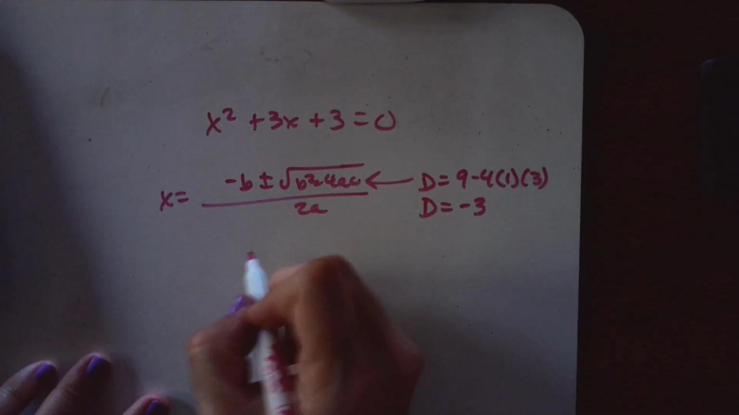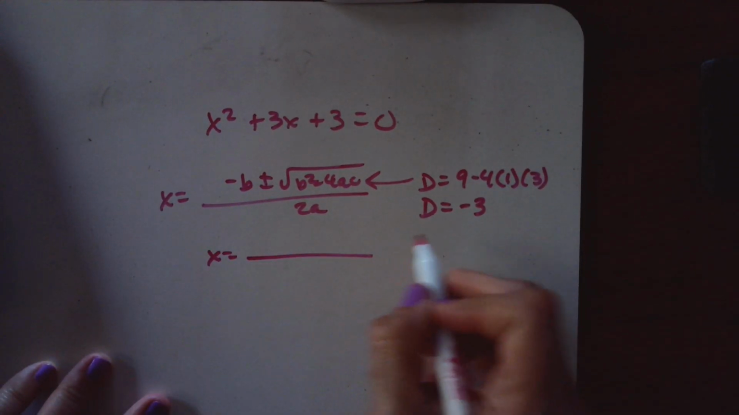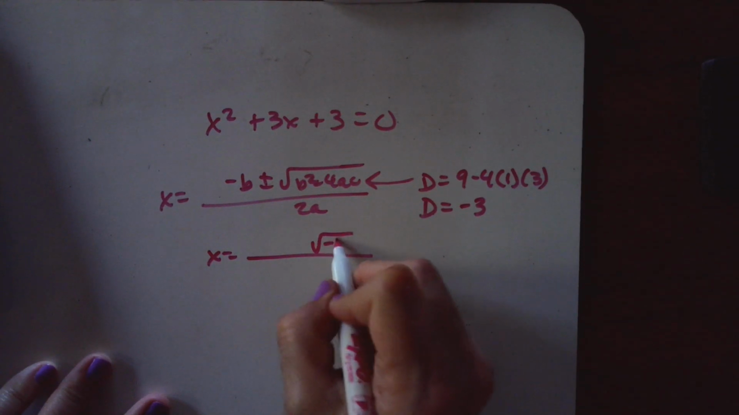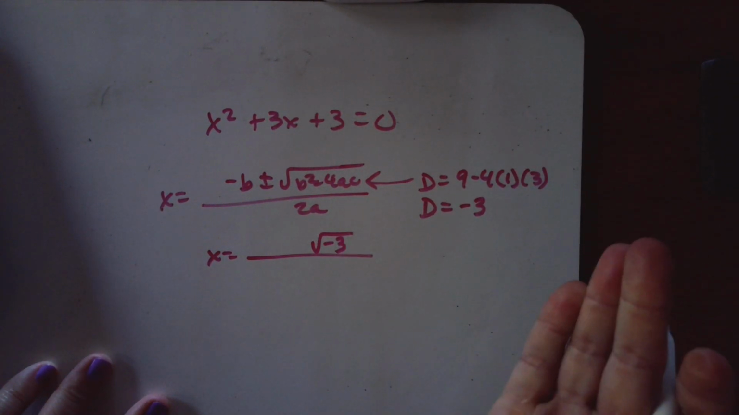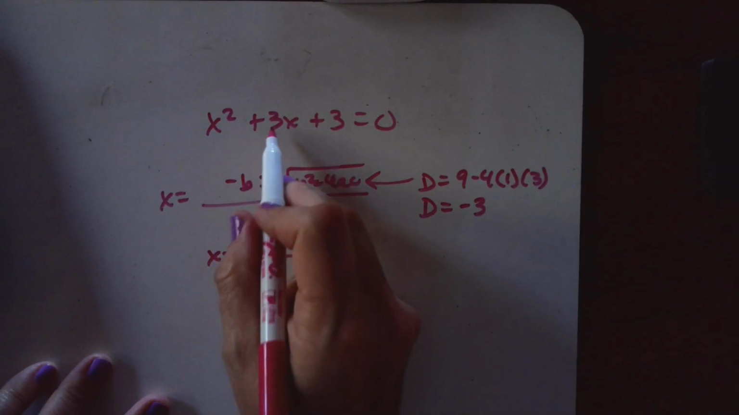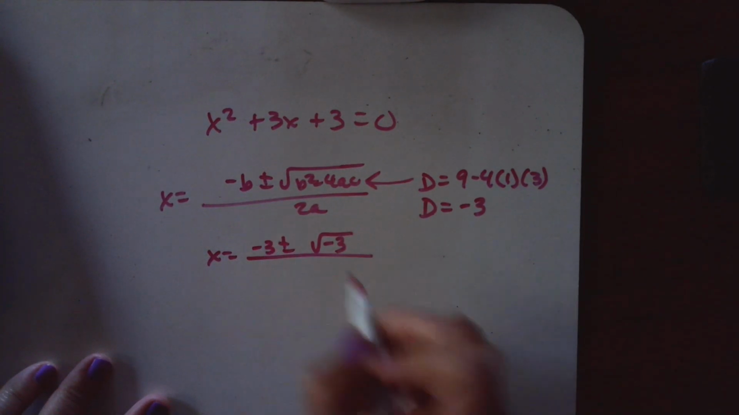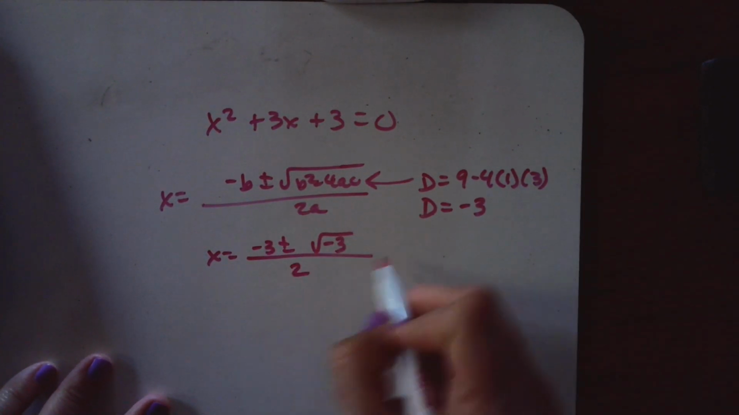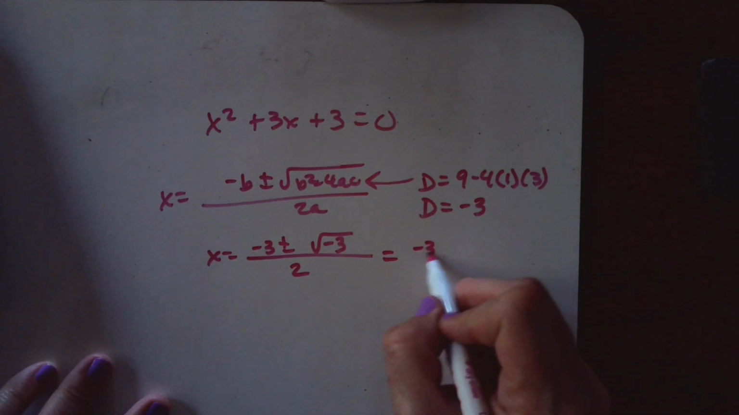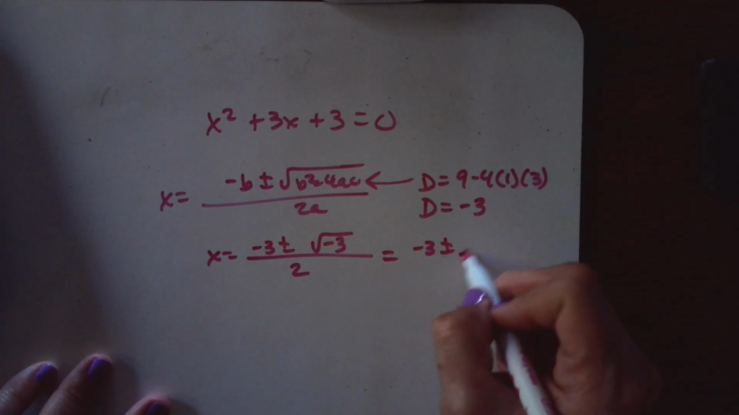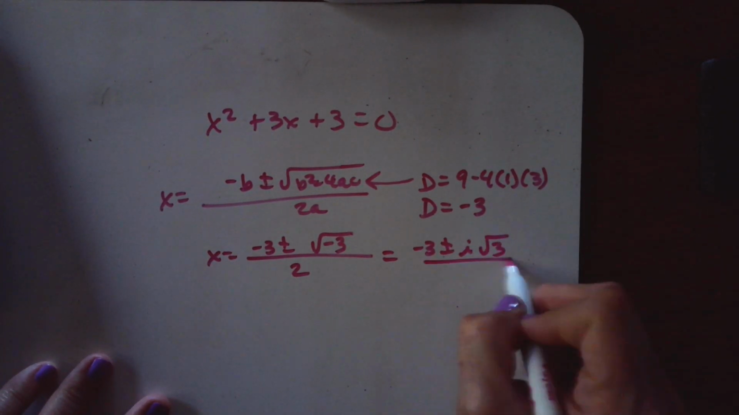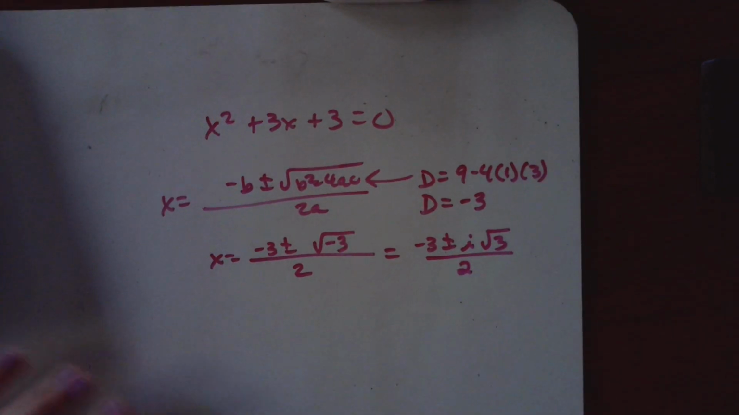All right, so I know that I have a negative under the radical. That means I'm going to have two imaginary solutions. Negative b would be a negative 3, plus or minus, and then 2 times 1 on the bottom. So you have to rewrite this as negative 3 plus or minus. The negative comes out, giving you an i. Radical 3 doesn't reduce, and over 2. There's your answer.